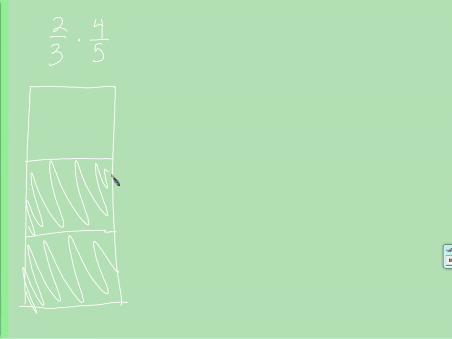Well, the easiest thing to do if I want to find out 4/5 of something is cut it into 5 pieces and then count 4 of those things, right? So let's cut each of these into 5 pieces. Cut it into 5 pieces. There's 5 for that one. 5 for this one. And the whole thing should be cut into 5 pieces each.